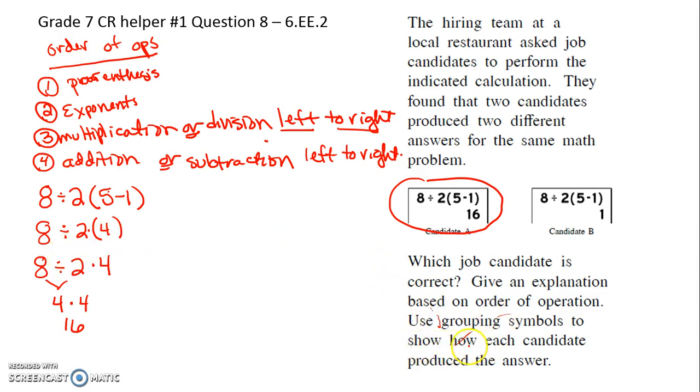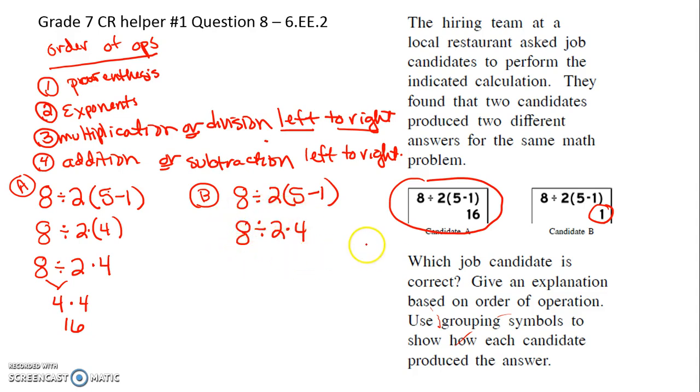Use grouping symbols to show how each candidate produced an answer. So here you go. This is how your first candidate A produced their answer. And when they say grouping symbols, I'm not exactly sure what they mean by that, but I use this little caret to show that order. Let's take a look at what candidate B did. Again, candidate B did 8 divided by 2, and then here, 5 minus 1 is 4. Operation in between would be multiplication. They came out with a 1 as a final answer.